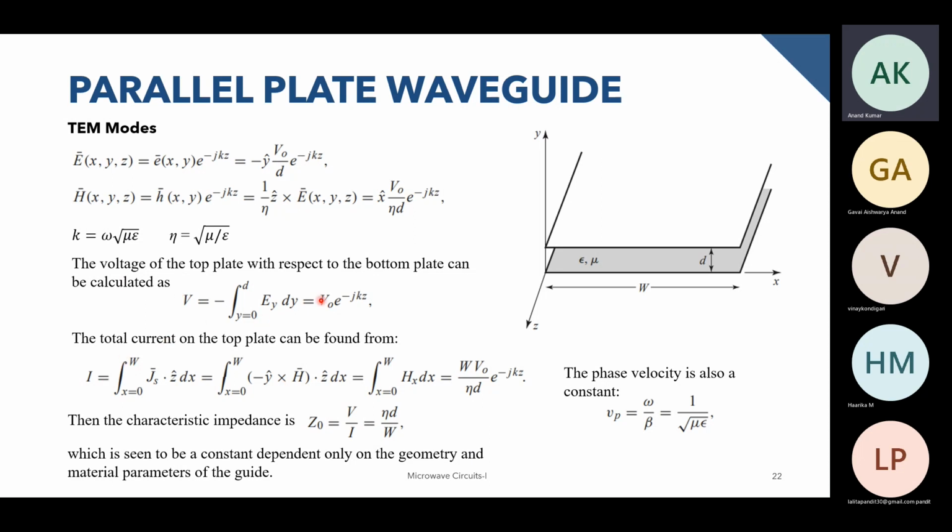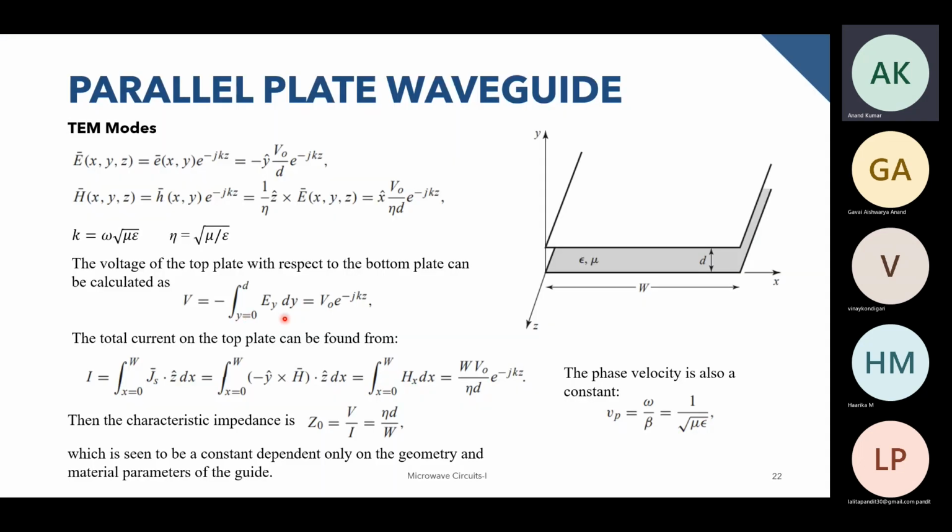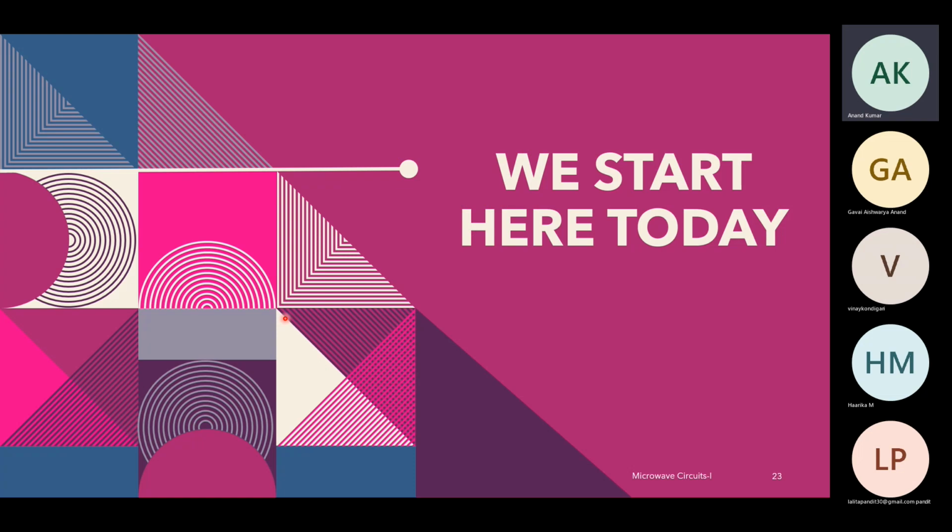So voltage and current can be found from the electric field and the magnetic field, and the characteristic impedance of this structure can be given by the ratio of the voltage and the current, so eta d by w. We can see that this impedance is dependent only on the geometry and the material parameters. And we already know that the phase velocity can be given by omega by beta. I think this is all about the TEM mode, and this is all we covered in the last class. Maybe I'll take a pause over here.